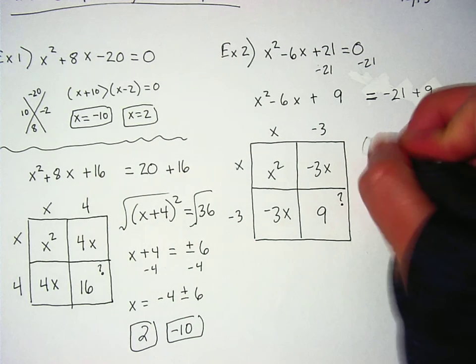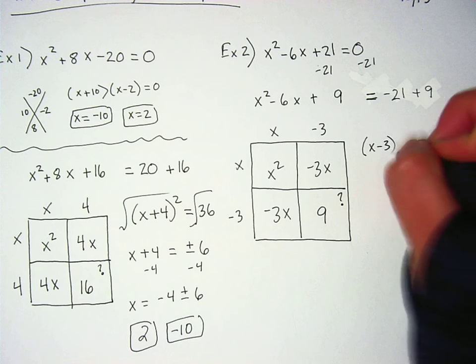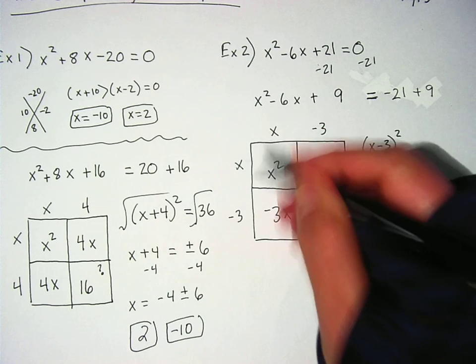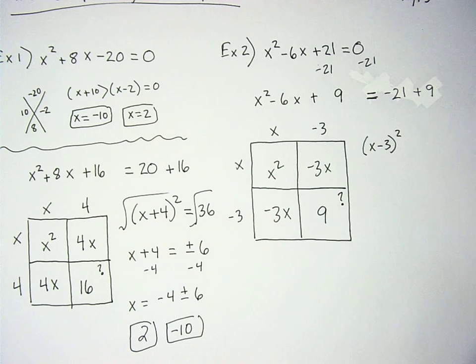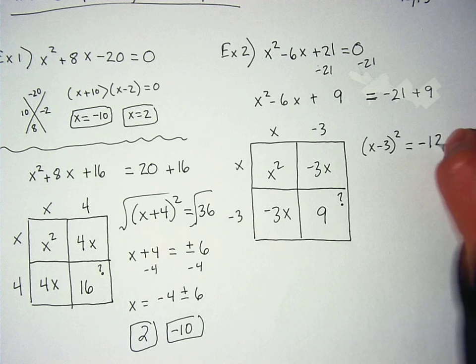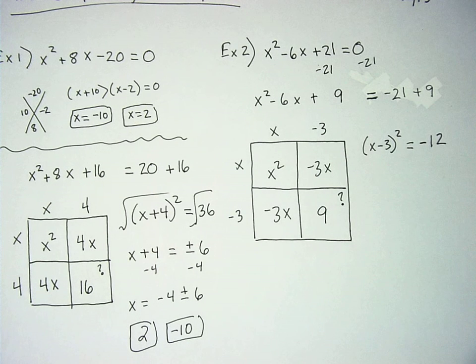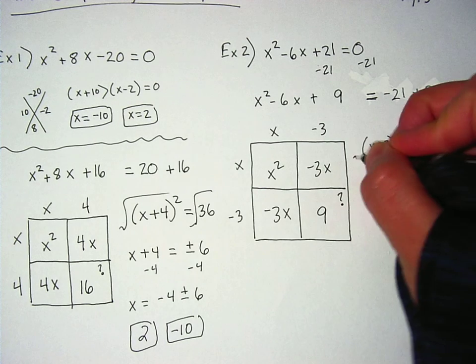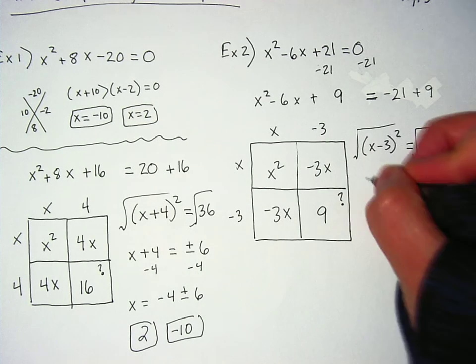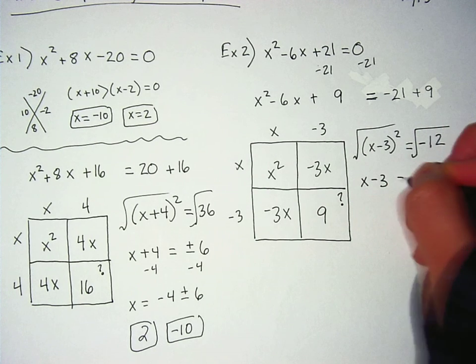Okay, so now I've got x minus 3 squared on the left side. That was the goal, right? To make a perfect square, x minus 3 and x minus 3. And on the right, I have negative what? 12. All right, what's the next step? Square both sides. Or square root both sides. Square root, square root. I think that you say square when you mean square root.